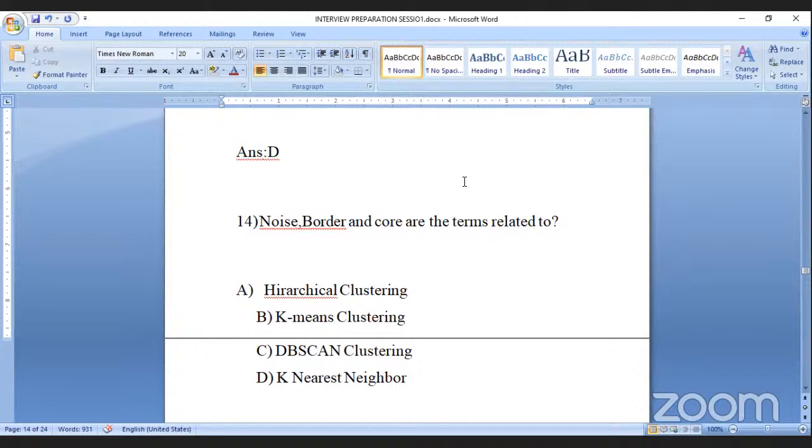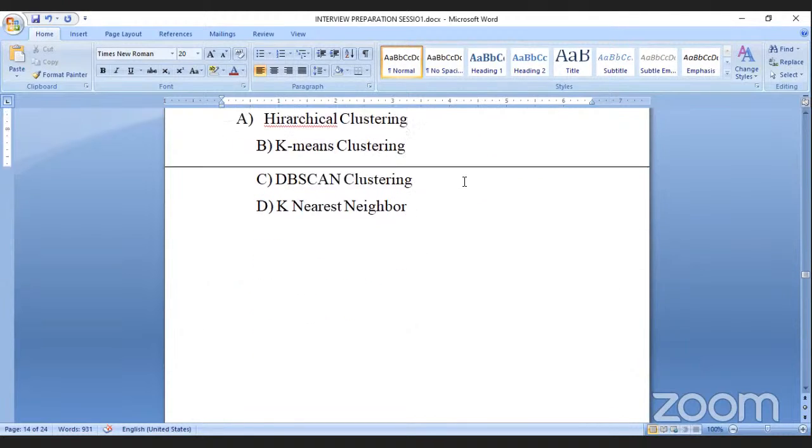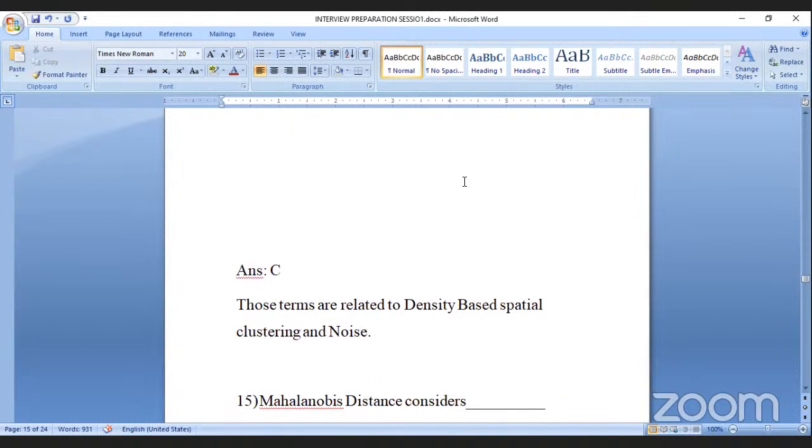So answers for this. Put in the question, please. B, C. Good. Okay, not bad. C. Very good, friends. So we move to the answer. The answer is C. Those terms are related to density-based spatial clustering of applications with noise, DBSCAN.